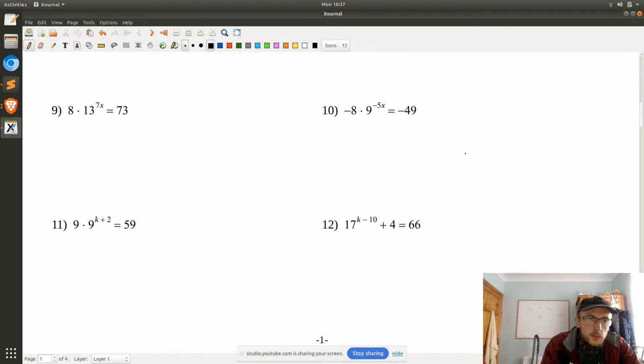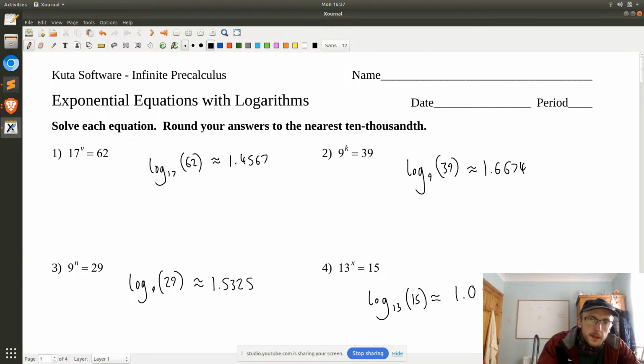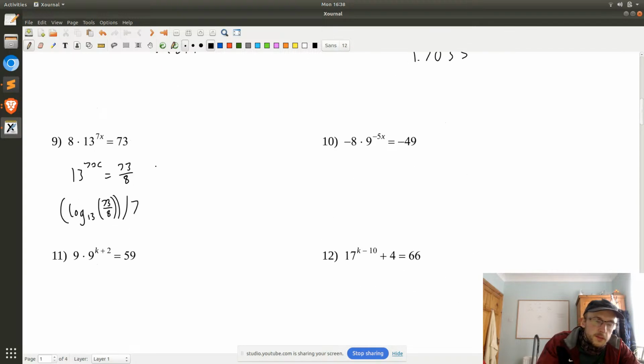Okay, now what to do? Divide both sides by 8. Log base 13 on both sides. And then divide that result by 7. So log base 13 of 73 over 8, all over 7. Wait, it says solve. Right, okay, fine. So it would not be okay to leave it in that format.